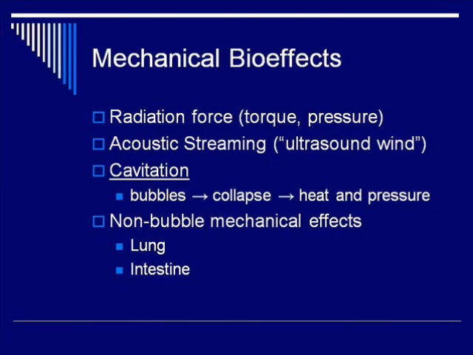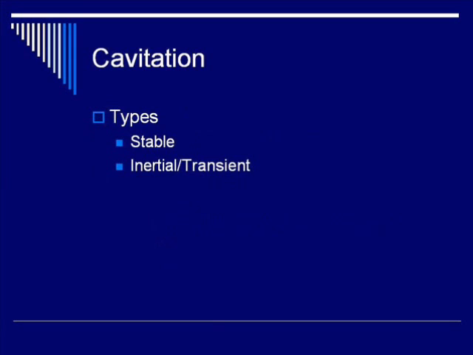The most important mechanical bioeffect is cavitation, which is the formation and sometimes the collapse of bubbles in ultrasound. We'll talk about this one more extensively. There are two types of cavitation: stable cavitation, where the bubbles do not collapse, and inertial or transient cavitation, where the bubbles form, grow rapidly, and then collapse, giving off a lot of heat and pressure changes.